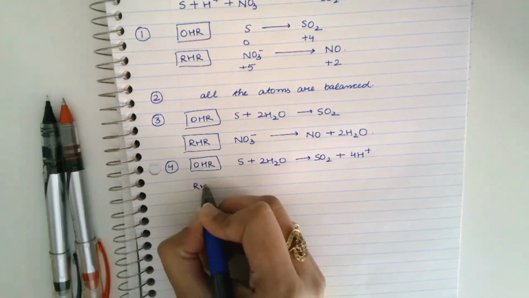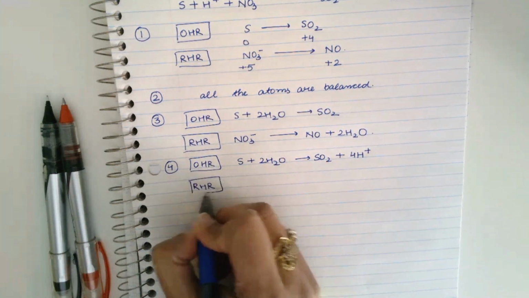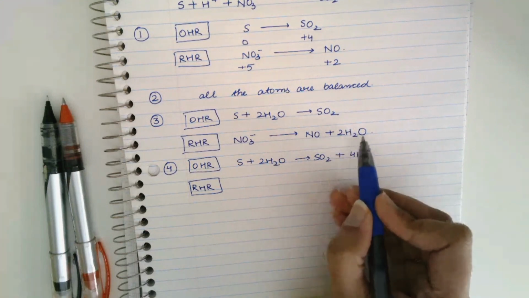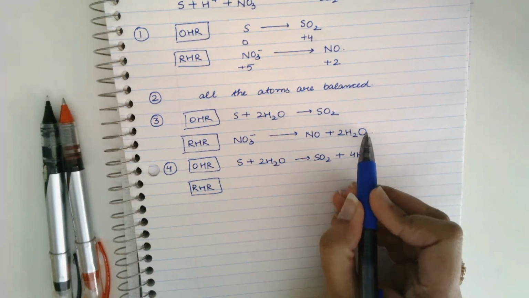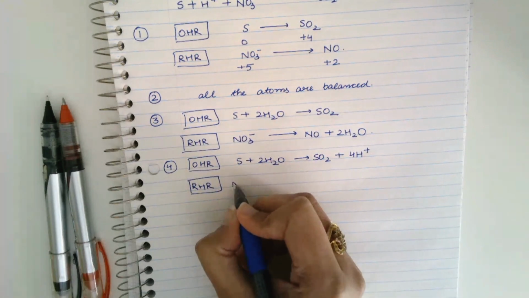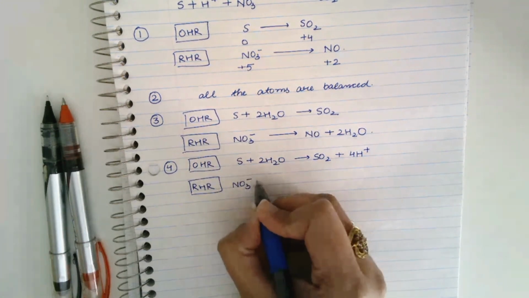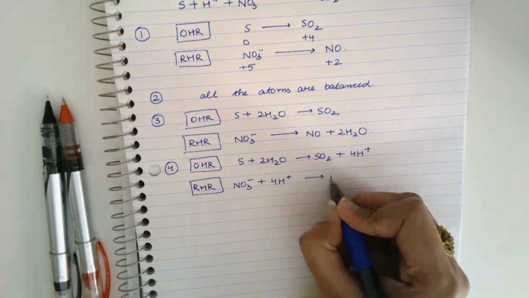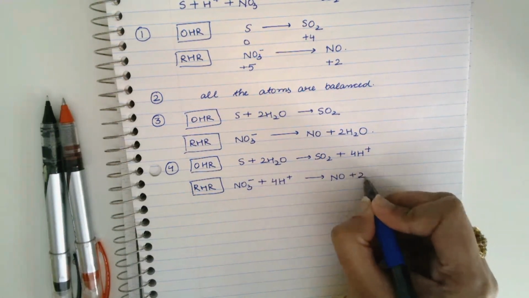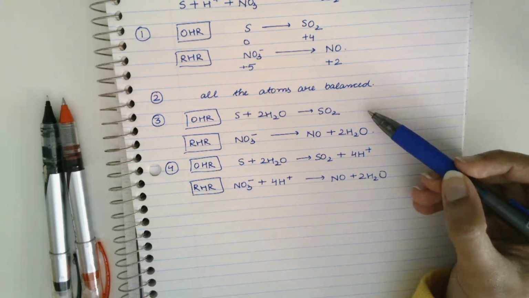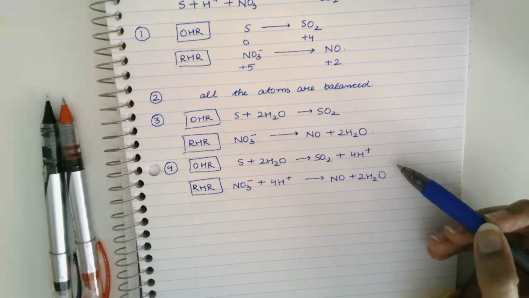Now we will do the same thing for the reduction half reaction. For the reduction half reaction, we have 4 hydrogen atoms on the right side of the equation. That means we are going to add 4 hydrogen ions on the left side. So this will become NO3- plus 4 hydrogen ions gives NO plus 2H2O. We are done with balancing oxygen. We are done with balancing hydrogen.